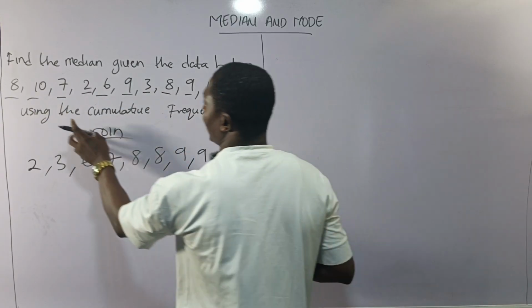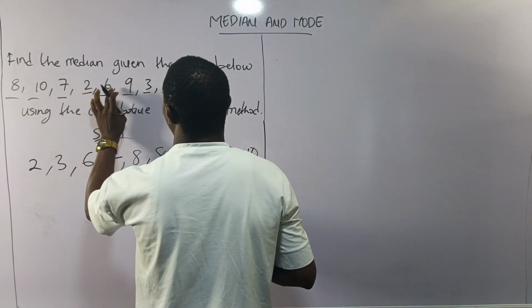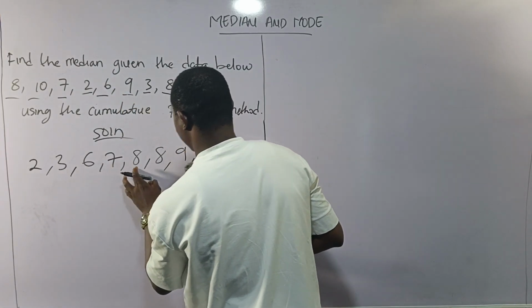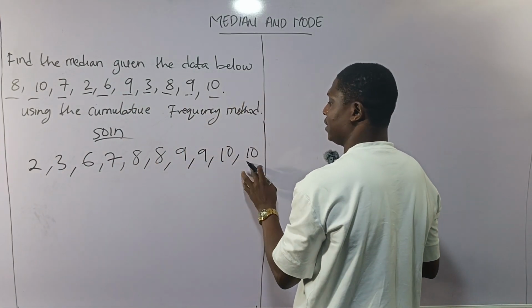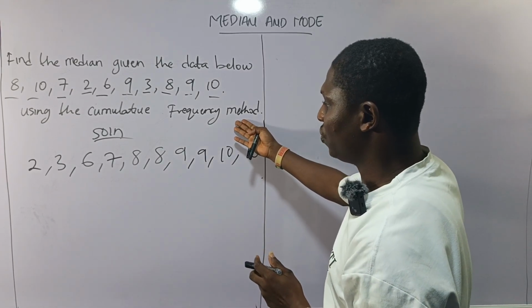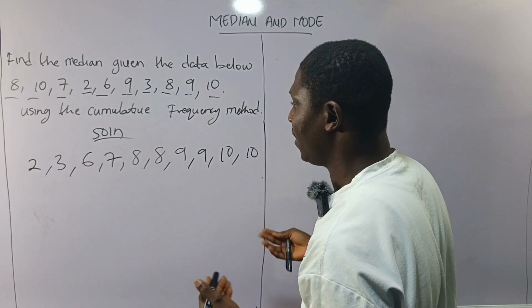So how many numbers do we have? 1, 2, 3, 4, 5, 6, 7, 8, 9, 10. Now, in an exam, even if they ask you to use this method, the best thing I advise you to use is to verify first.